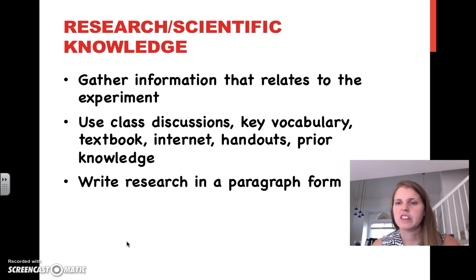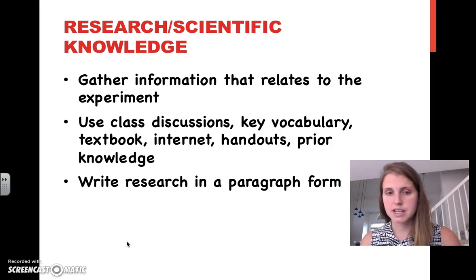Typically when we ask a question, we either already come to the table with some information we already know, or we need to research a decent amount. We want to gather information that relates to the experiment. Obviously you don't want to be researching roses when you have an experiment on tulips, because it won't really help you too much. When you're doing your scientific research, you can use the class discussions, any vocabulary that you've put in your glossary or used throughout your interactive notebook, your textbook, the internet, any handouts that I've given, or any prior knowledge that you already bring to the table.